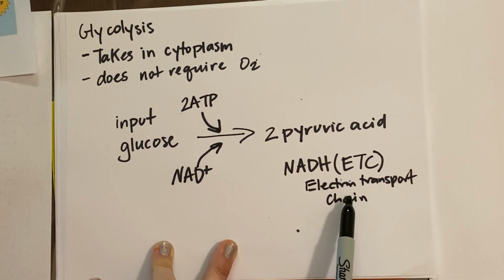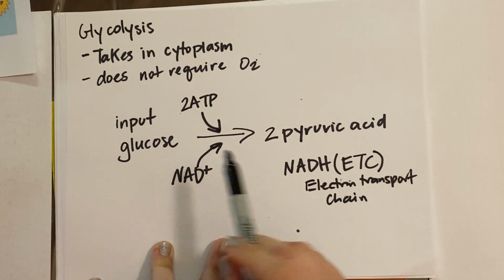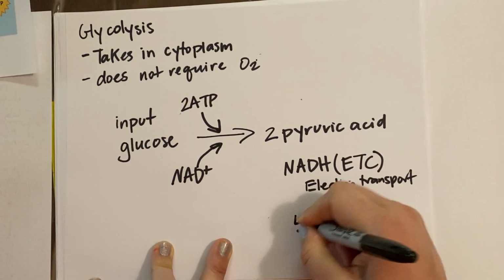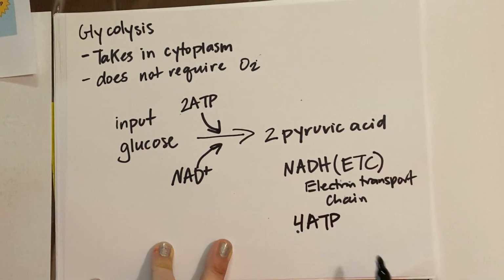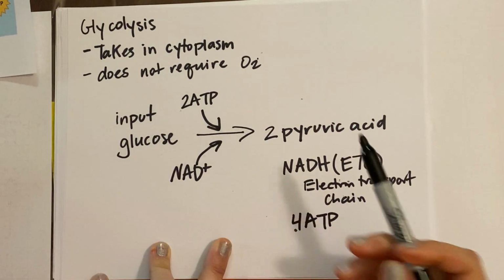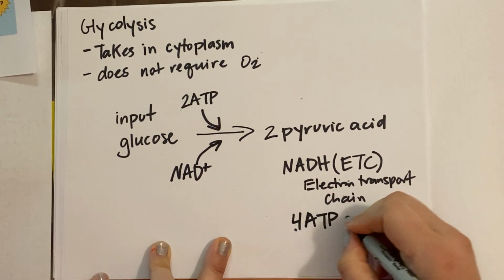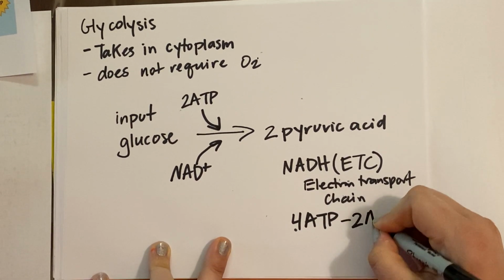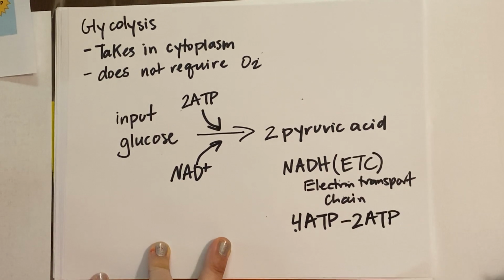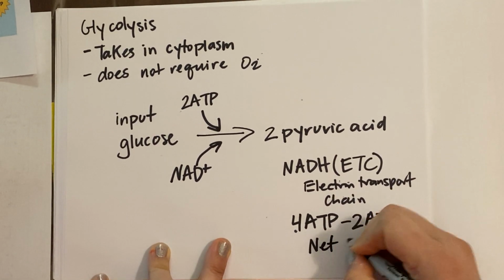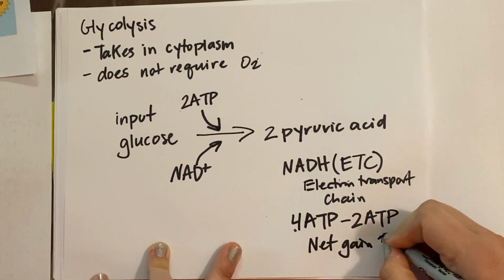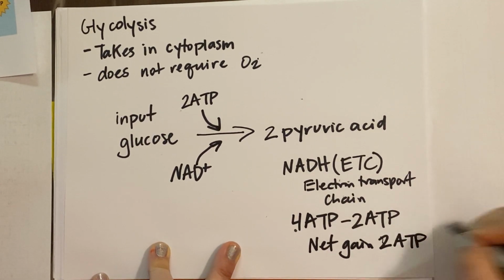So that's going to go to the electron transport chain. This whole process is actually going to produce 4 ATP molecules. However, we use 2 at the beginning. And so what we usually say is that we have to subtract the 2 that we started with because we had to use those. So it has a net gain of 2 ATP.